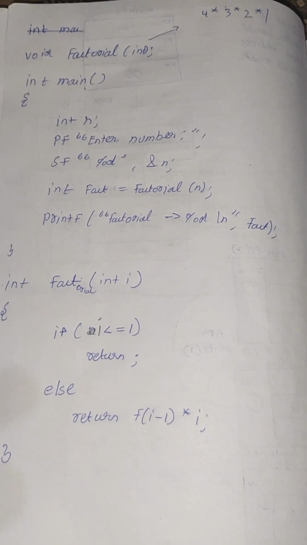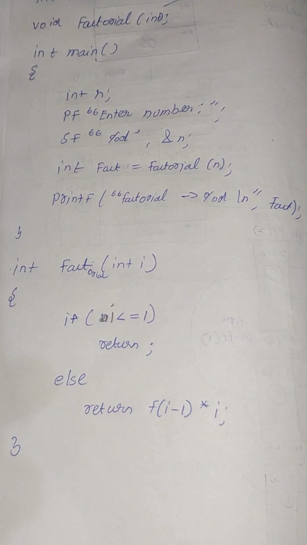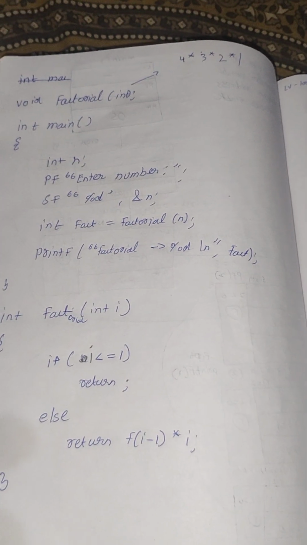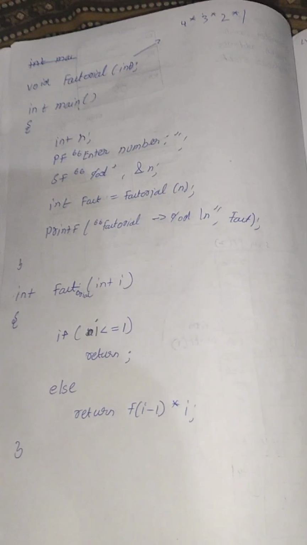Now I'm going to check the factorial of numbers. What is the factorial of a number? 4 into 3 into 2 into 1.